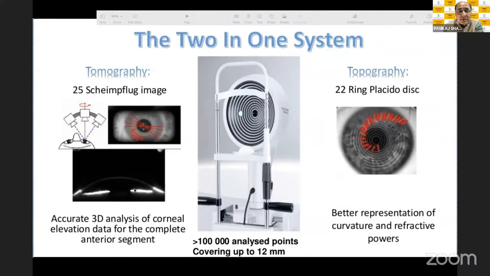And now they have come up with Sirius Plus, which is a higher resolution and many more points are mapped. Not just 1 lakh, more than 2 lakh points are mapped. And it covers 12 millimeter, the whole cornea. It covers the whole of the cornea.